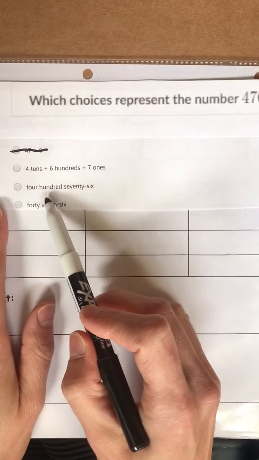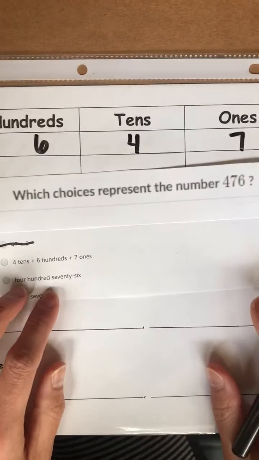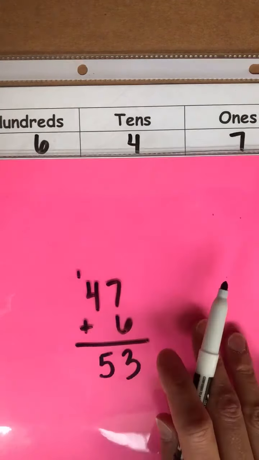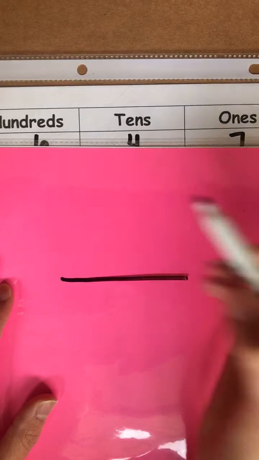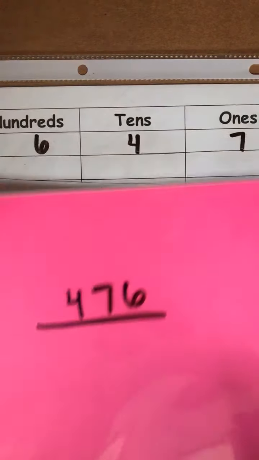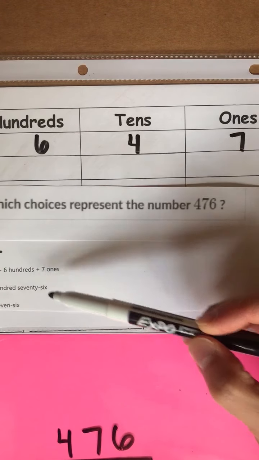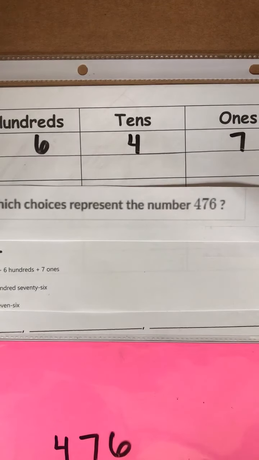Let's take a look at the next one. The next one says 476. Let's go ahead and just write that number. How would you write 400? Just erase this. How would you write 476? So 476. So does this number, 476, represent this number, 476?